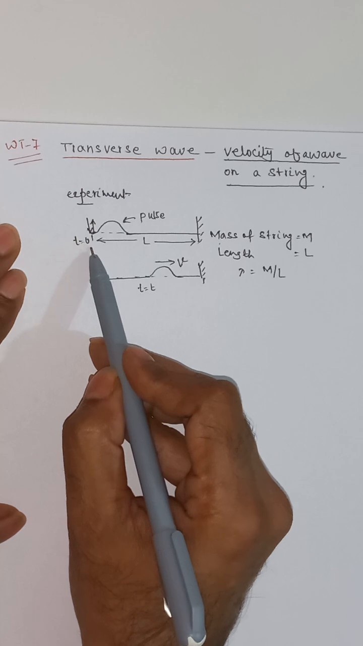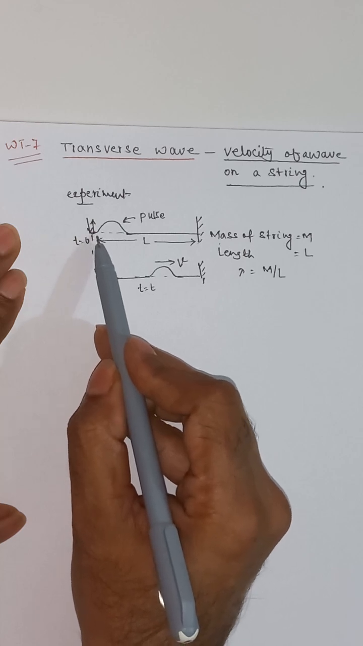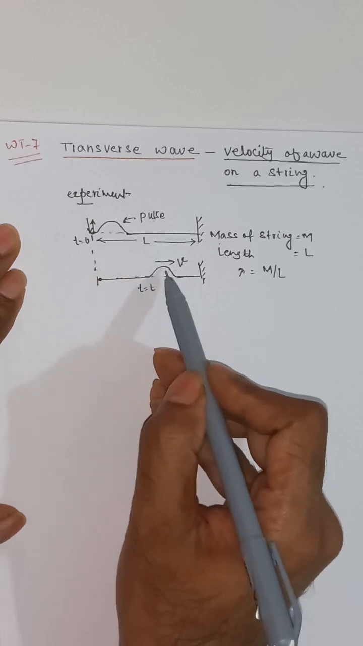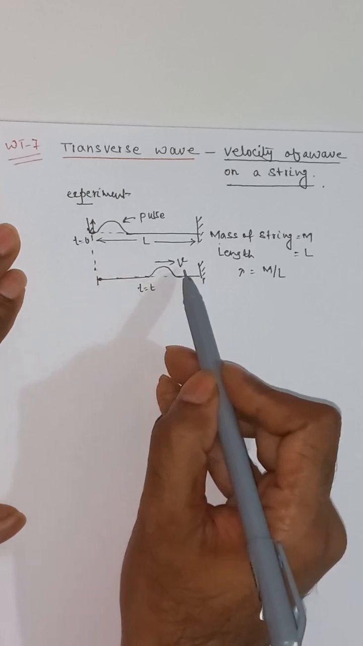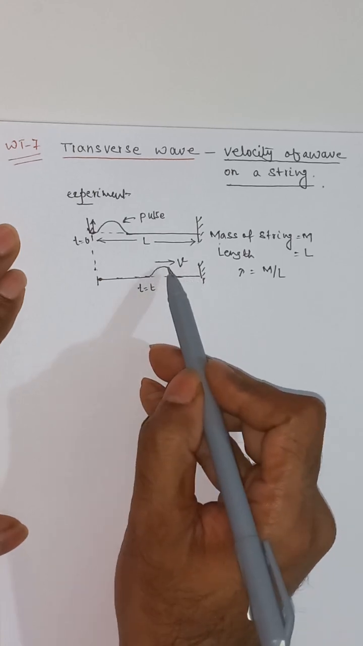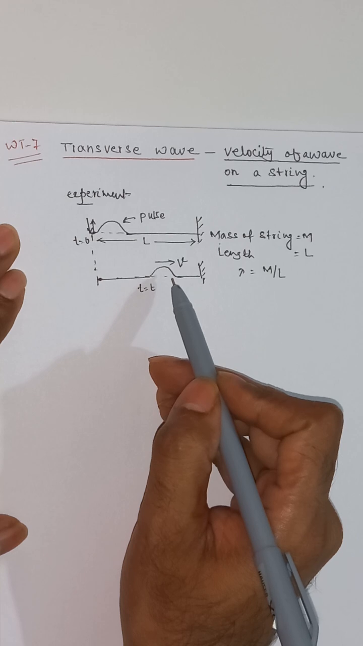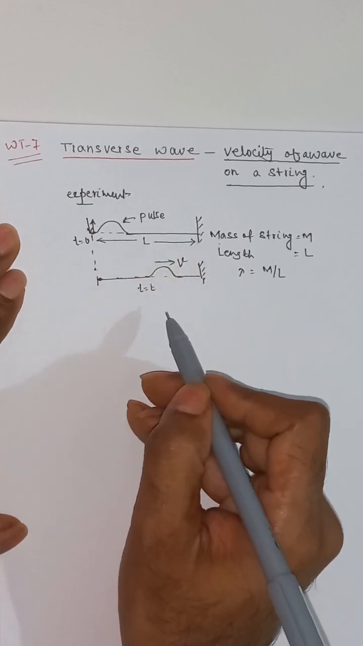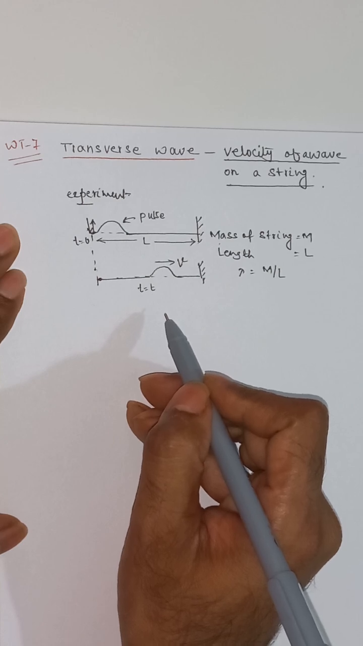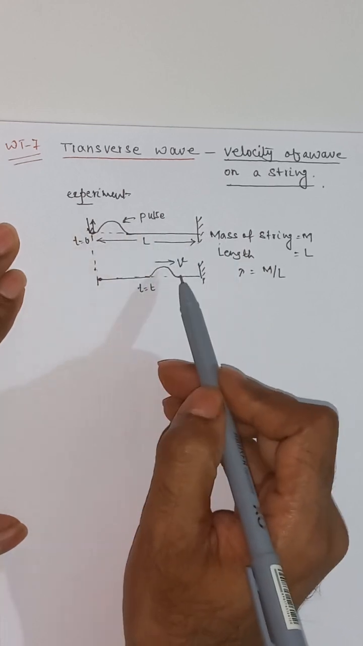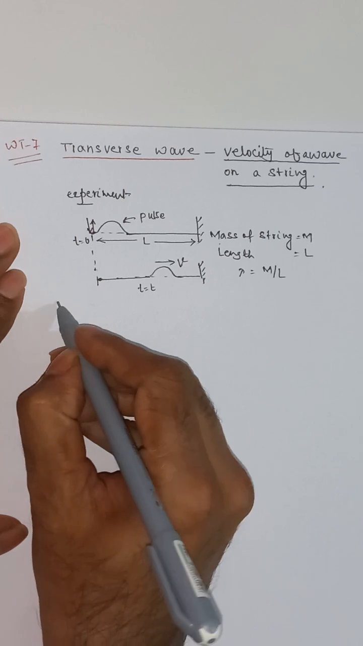Say at time t equal to 0, the pulse is at the origin. After time t, this pulse will travel in the forward direction, say with velocity v. We have to find the expression of v in terms of the physical property of the medium. As we have studied longitudinal and transverse waves, the velocity of the wave depends on the physical property of the medium. So for finding the expression of velocity, we can use two concepts.